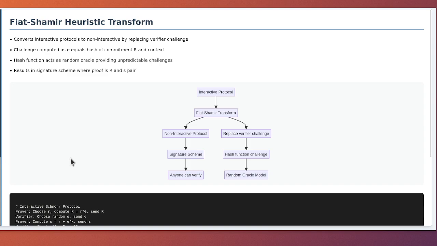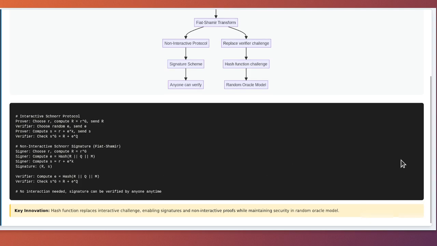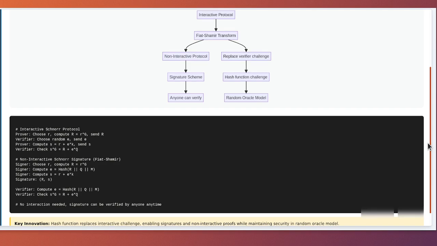Setup remains the same. The prover knows secret K, and everyone knows public key Q equals K times G. Step 1. Commitment. The prover generates a random nonce R and computes commitment R equals r times G. Step 2. Challenge generation. Instead of receiving E from the verifier, the prover computes E equals the hash of R concatenated with Q concatenated with any additional context.